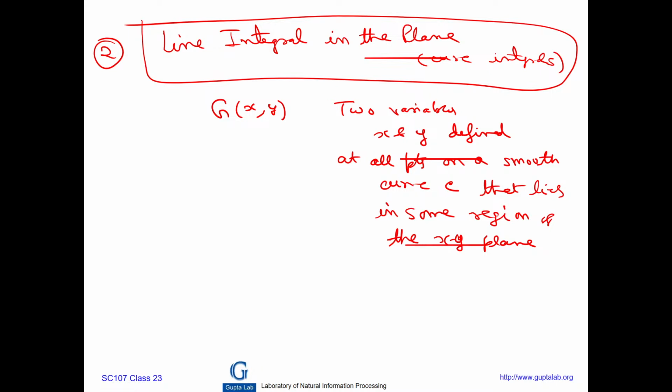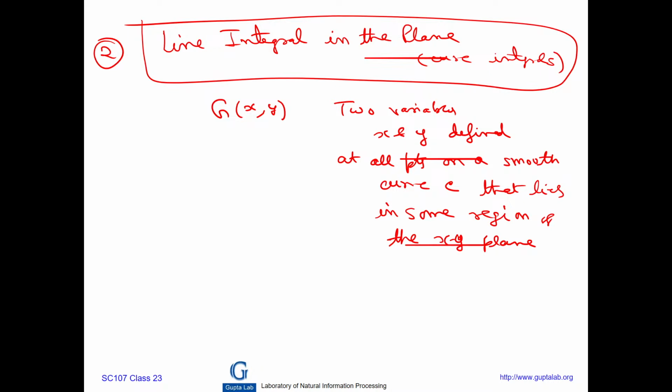तो g is a two variable function, that is okay. Extra चीज हम क्या ऐड कर रहे हैं? These two variables x and y defined at all points on a smooth curve C that lies in some region of the xy plane. Okay. जिस तरह की अभी कर्व्स की हमने बात करी है, right? So two variables x, y defined at all points on a smooth curve C. Okay.